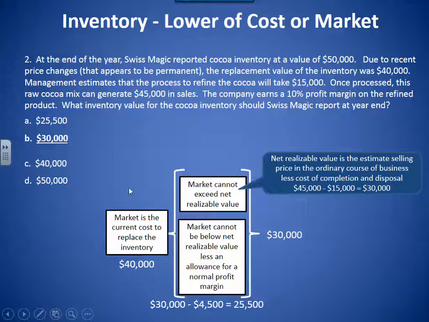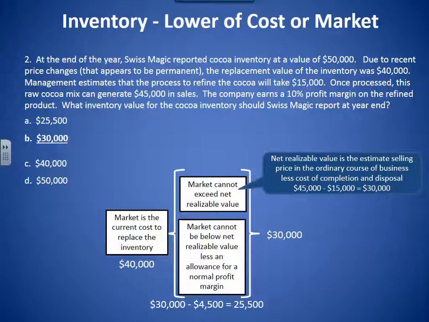Okay, let's take a look at number two. What inventory value for the cocoa inventory should Swiss Magic report at the year end? And the answer is B, $30,000. Let's take a look at the ceiling and the floor here. Market is the current cost to replace the inventory. So the current cost to replace our inventory would be $40,000. That $40,000 can't exceed the ceiling, the net realizable value, or be below the floor, the net realizable value less allowance for normal profit margin.